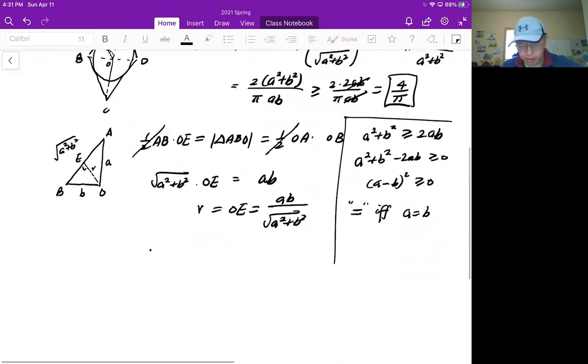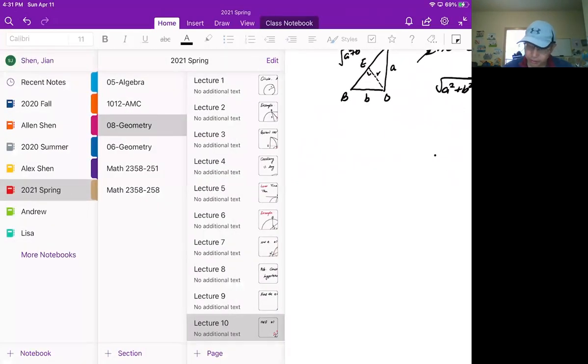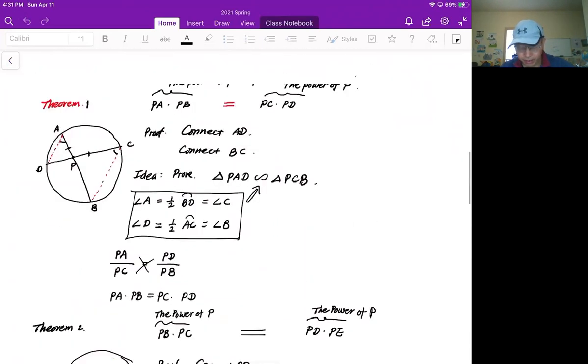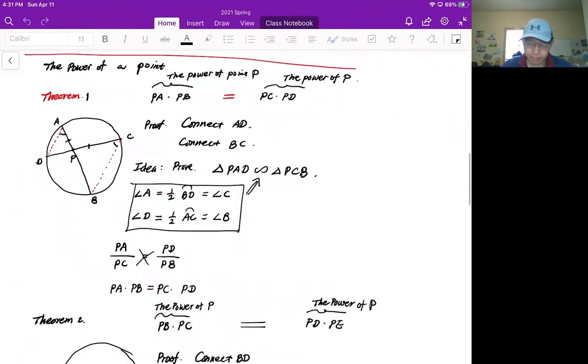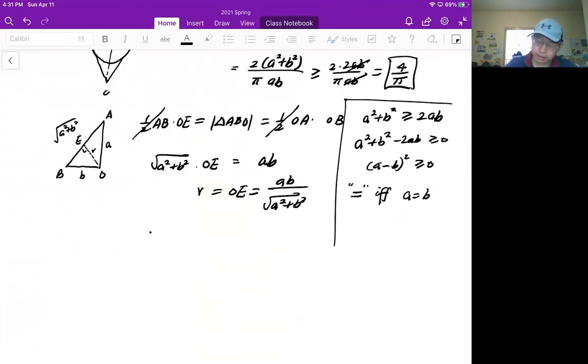Very good. Today, I'm going to give you the second version of the power of a point, right? So last time we learned the power of a point. Just to quickly remind you, what's the power of a point? Basically, it says that PA times PB equals PC times PD, right? Like that. And now I'm going to have a second version of that theorem. So let's see.